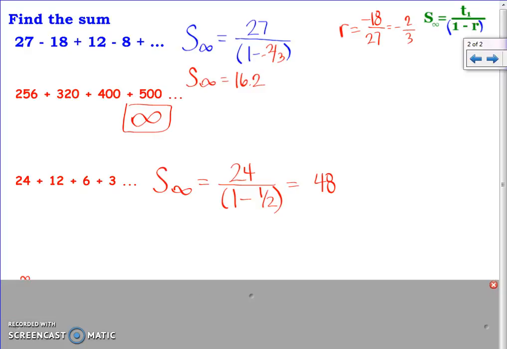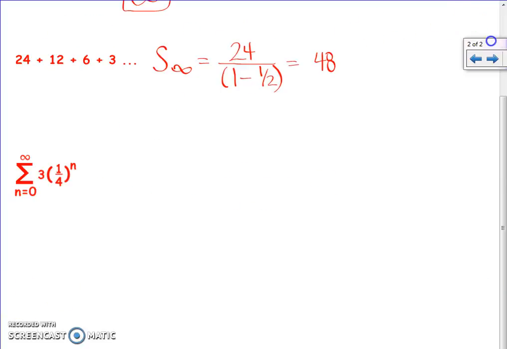All right, let's try one of these. All right, so you know it's an infinite sum because there's infinity up here at the top. So we have our formula. All we need is the first term and the common ratio. So whenever we're doing these sigma problems, the common ratio is whatever has the exponent on it. So we already know that the common ratio is 1/4. Okay, which works because it's less than 1. So we know that we can use the formula.